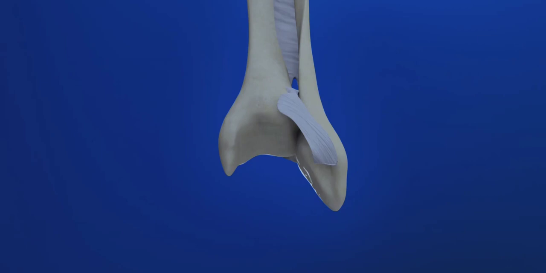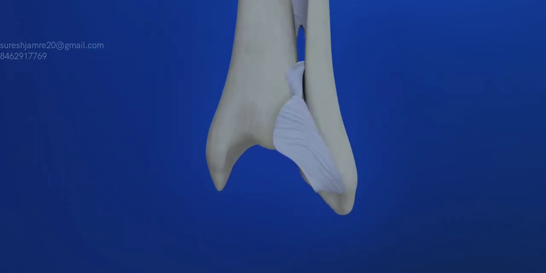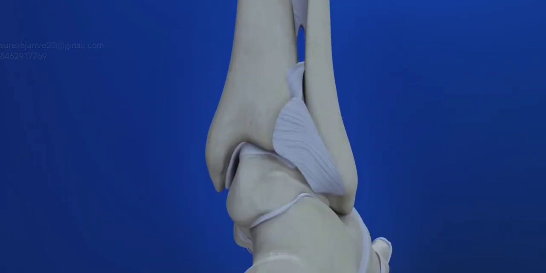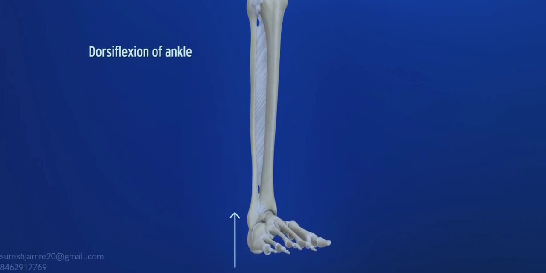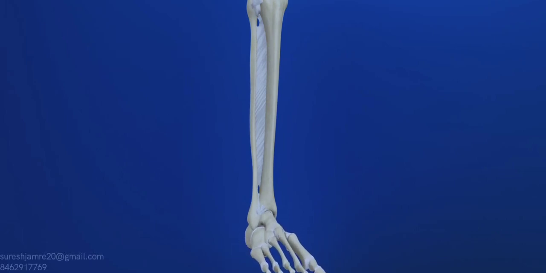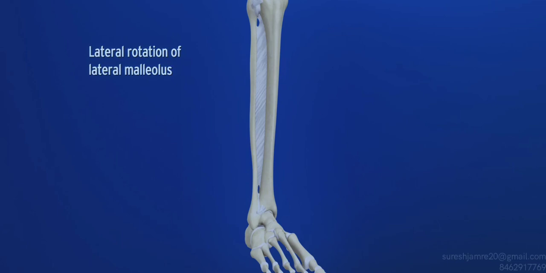The inferior transverse tibiofibular ligament extends from the malleolar fossa of the fibula to the posterior margin of the articular surface of the tibia. This ligament helps in deepening the socket of the ankle joint. During dorsiflexion of the ankle, the inferior tibiofibular joint permits slight movement to assist the lateral rotation of the lateral malleolus.